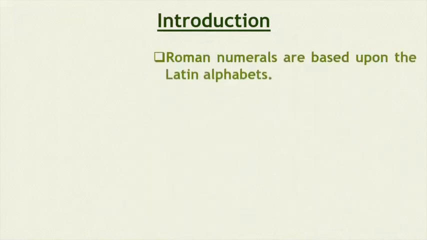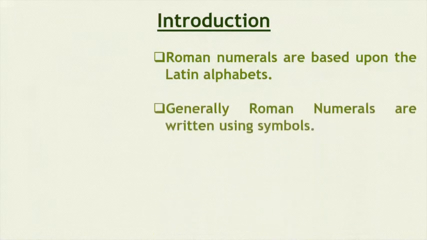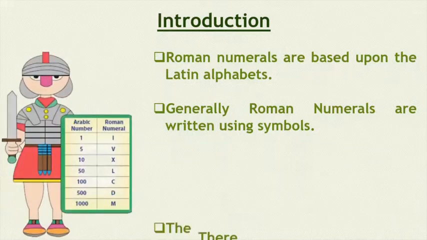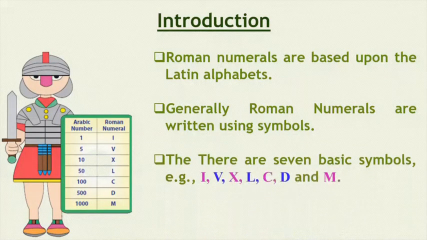Now we'll get to know more about Roman numerals. Roman numerals are based upon the Latin alphabet. Generally, Roman numerals are written using symbols. As you can see, the Arabic Hindu number is 1 and the Roman numeral is I. The Arabic Hindu number is 5 and the Roman numeral is V. And we will get to know more about this in the later slides.